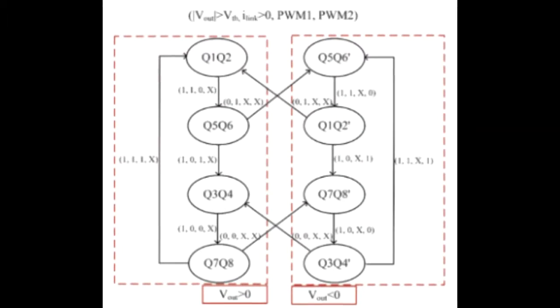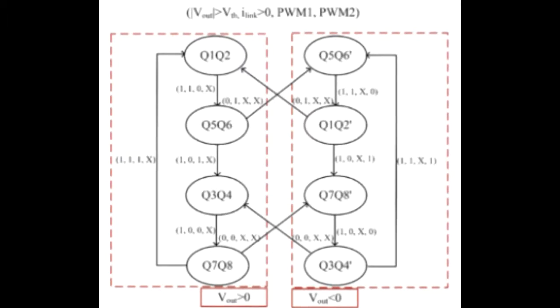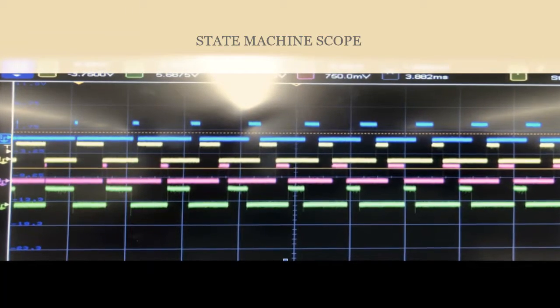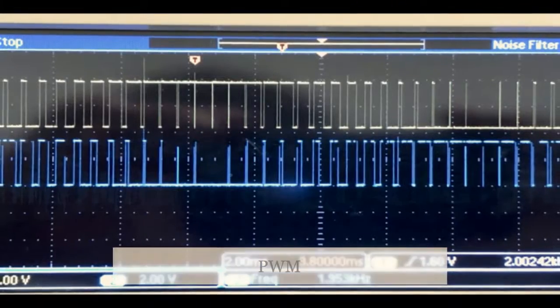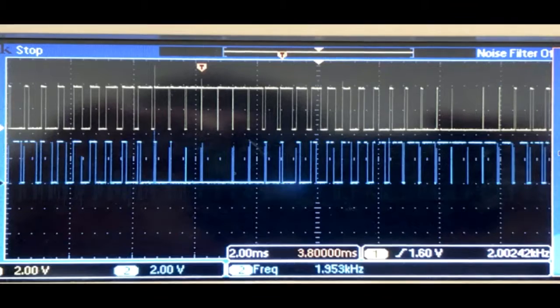The state machine is responsible for determining the gates and switching from positive to negative voltage. This is the output of the state machine on a scope, followed by the scope of the PWMs that serve as inputs to the state machine.